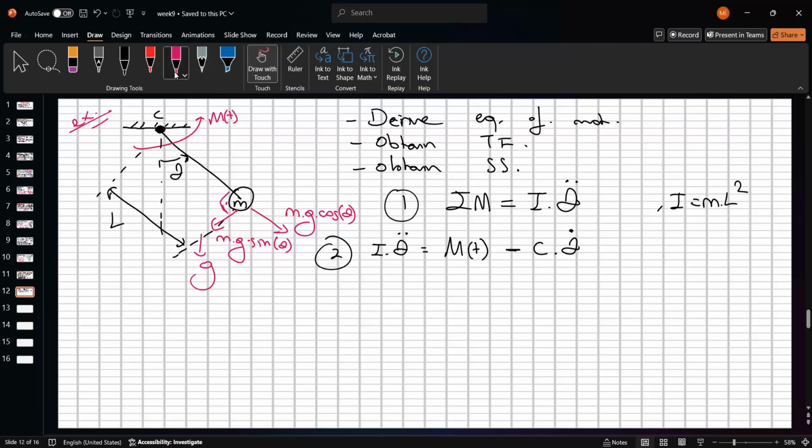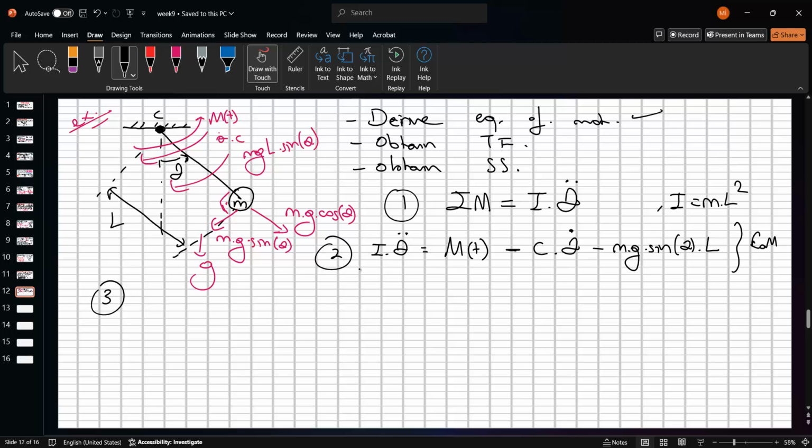And so, theta dot times C. And also, yes, why? Yes, mgl sin theta. Okay, this is our equation of motion. This is done.